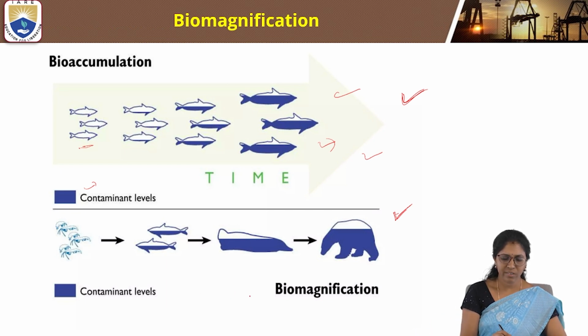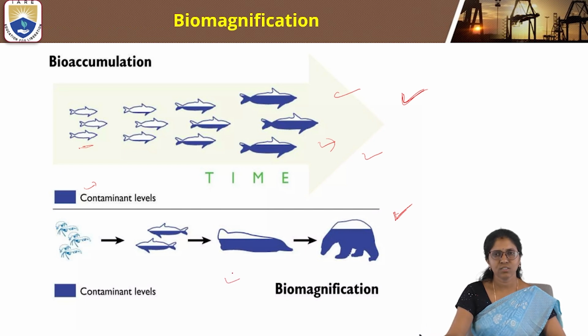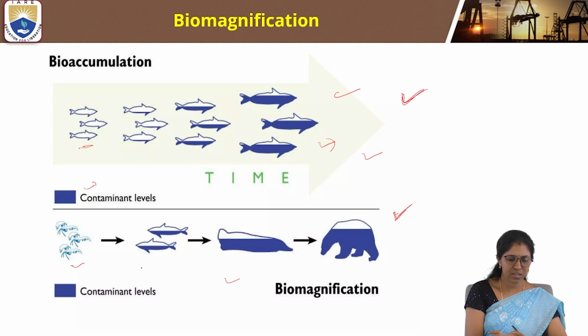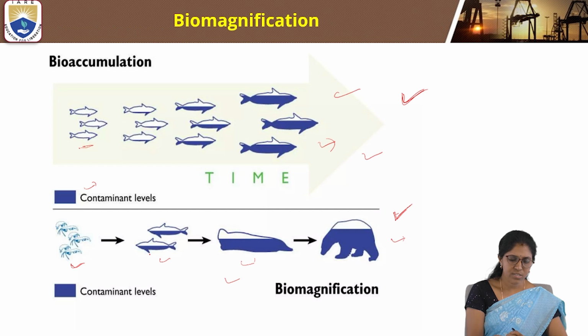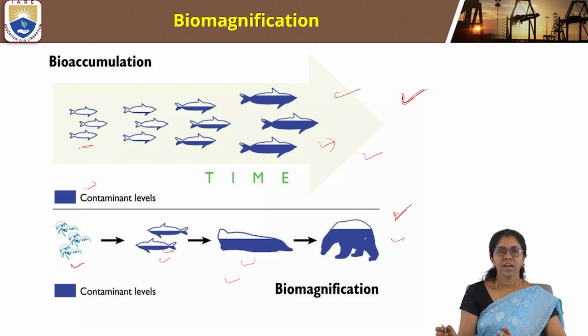Biomagnification means the concentration of the pollutant across the food chain. In this diagram, these are some microorganisms or small producers. These are consumed by small fishes, the small fishes are consumed by big fishes, and these are consumed by animals. If you see the blue color, which indicates the contaminant level, the contaminant concentration is increasing across the food chain. So this is biomagnification.